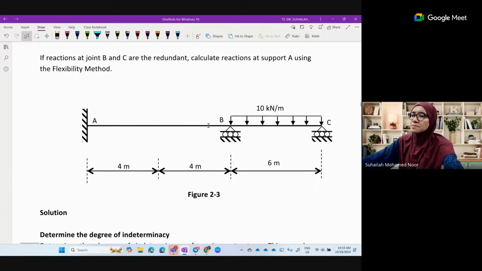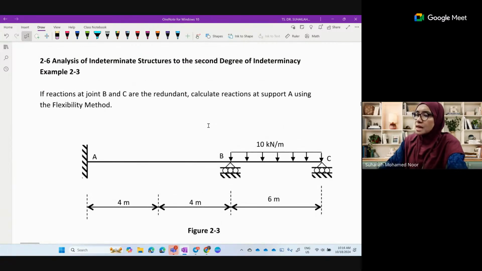So actually this is 8. This is 8, 8. Only one. 8 meter.